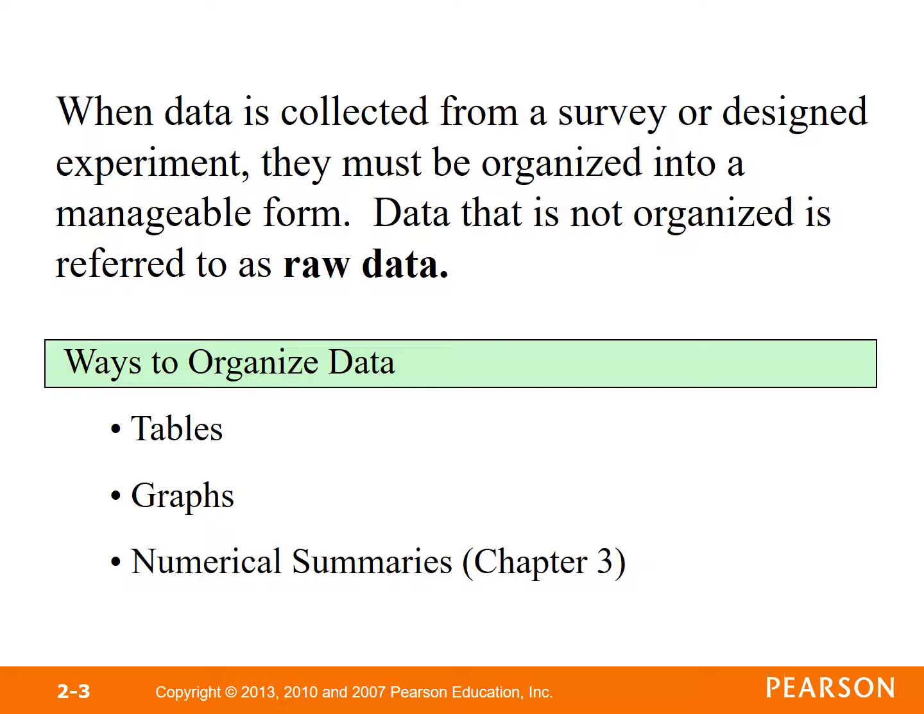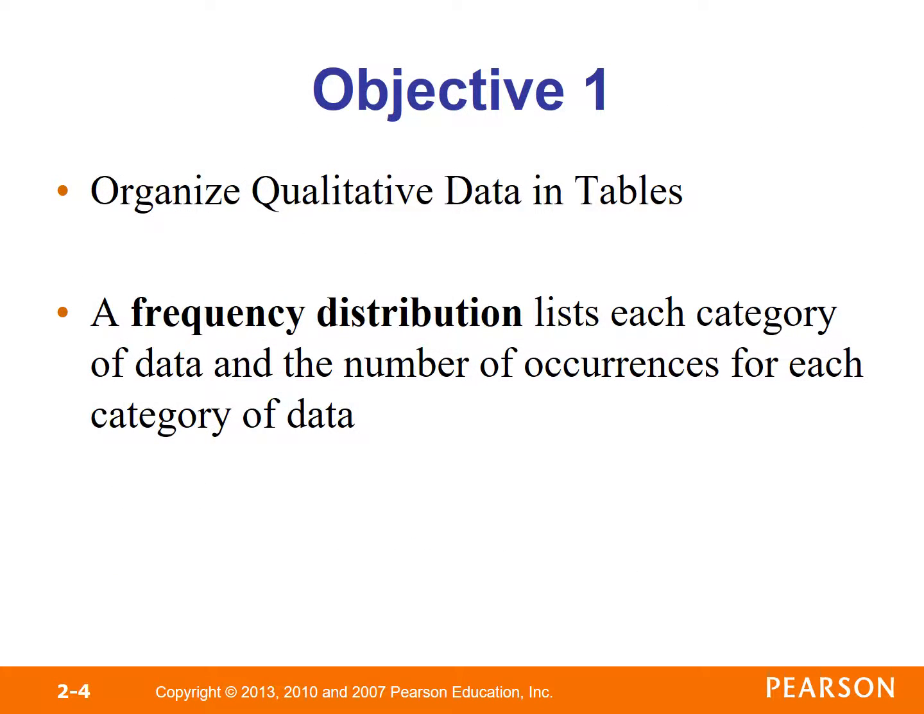and when the data is collected from a survey, we have to organize it into some manageable form. Data that is not organized is referred to as raw data. And as I said, we're going to do it in tables, graphs, and numerical summaries in Chapter 3. So, first, in qualitative data, how do we organize it in tables?